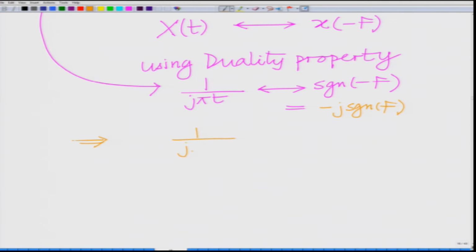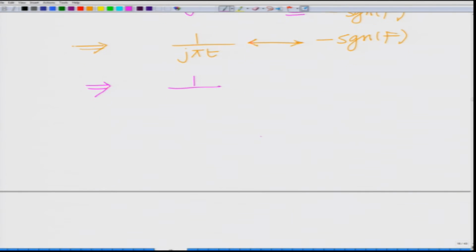This implies that 1 by j pi t has Fourier transform minus sin f, sorry, not minus sin of minus f, it is minus sin f. So, 1 by j pi t has Fourier transform minus sin f, which implies, now taking the j to the other side, 1 by pi t has the Fourier transform minus j sin f.